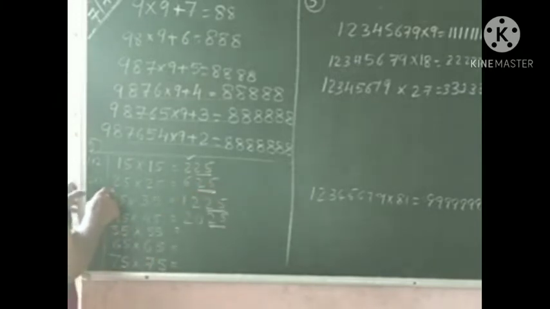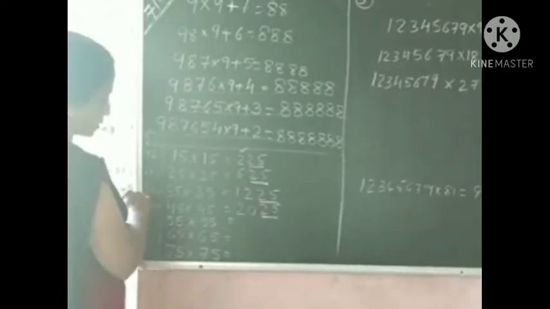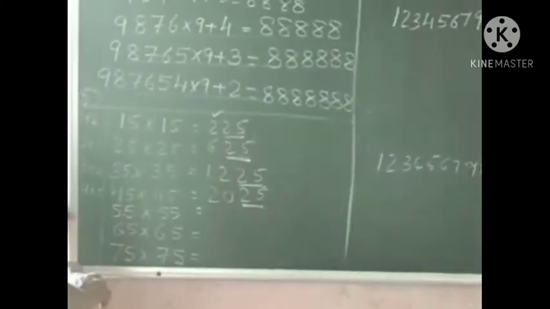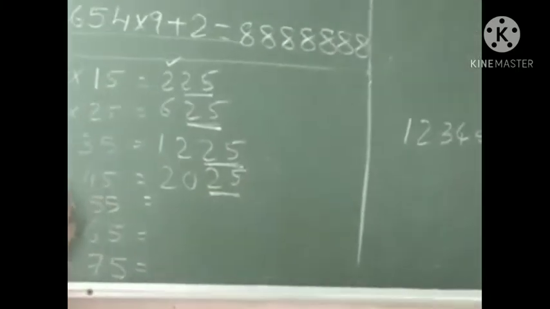Next, which is the number here? 2. 2 into the next number 3. 2 into 3 is 6. Therefore 625. Next 35 into 35. 5 5s are 25. Then what can we do? 3 into the next number. 3 into 4 is 12. Understood? Next 5 into 5 is 25.